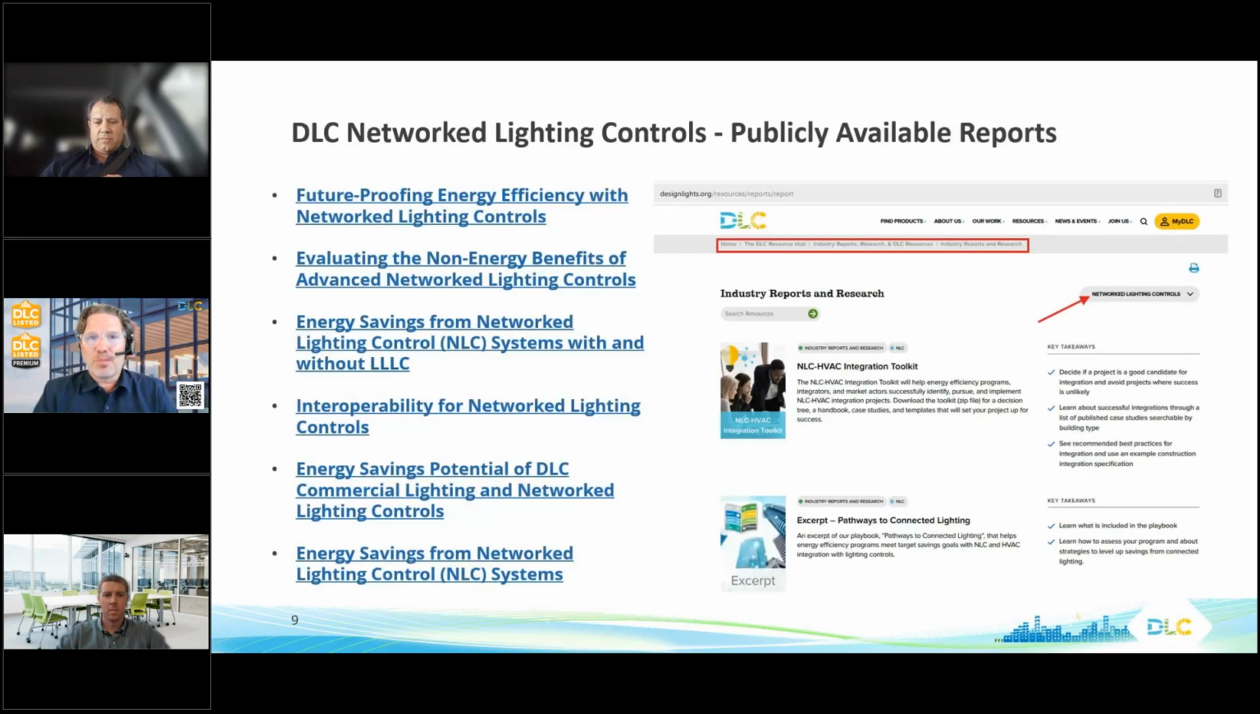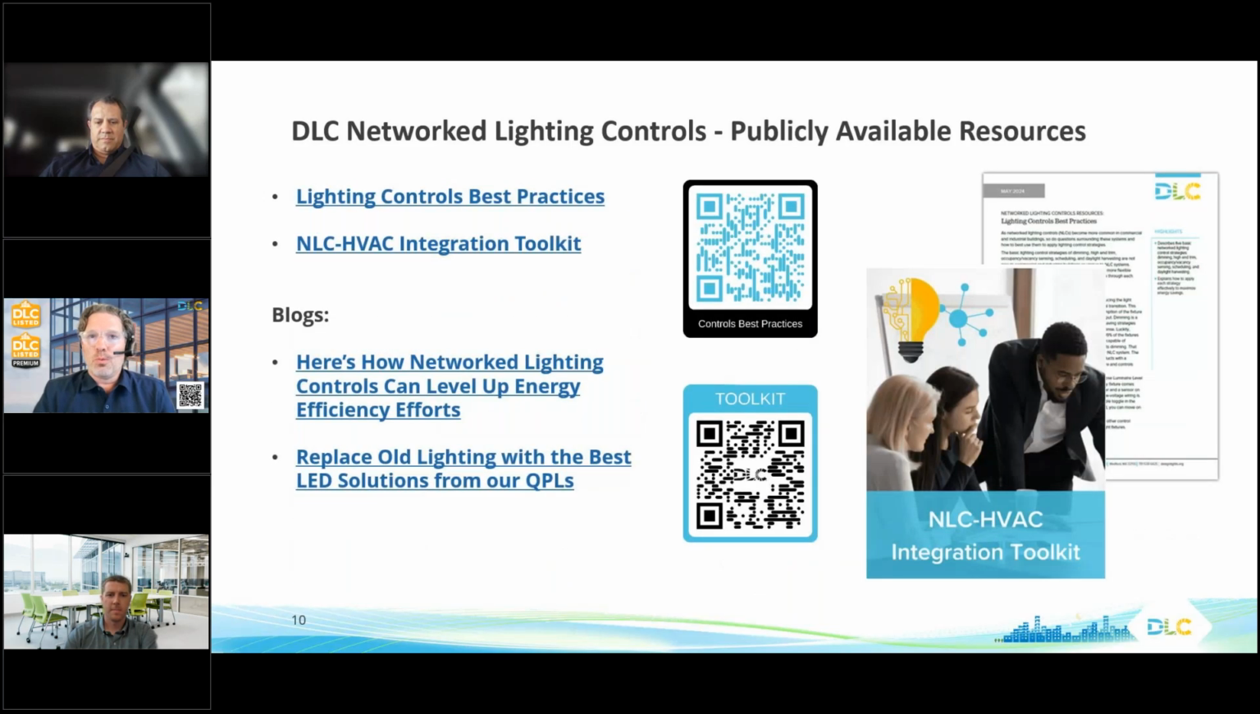We also have a number of publicly available resources. We have reports on how lighting controls can save energy, particularly network lighting controls, as well as interoperability and future-proofing your building and your lighting controls. We also have some resources for helping people install network lighting controls. We have best practice guides to help people understand what occupant sensing is and why they should do it. We also have an NLC HVAC integration toolkit, which helps project practitioners decide if a specific project is a good candidate for NLC and HVAC integration. Integrating your NLC sensors with an HVAC system can save a lot more energy, but not every building is a good candidate for that.